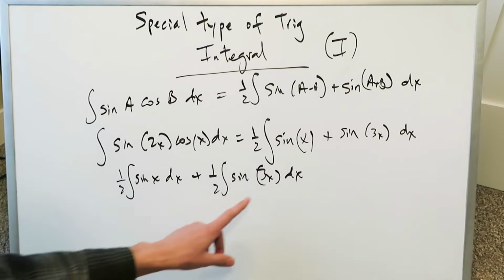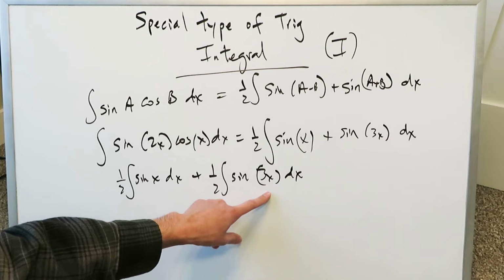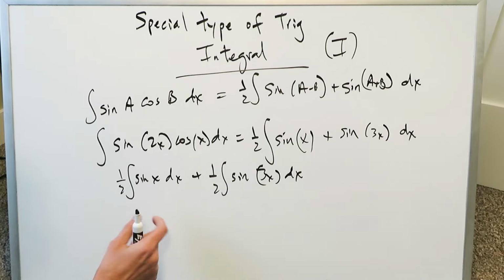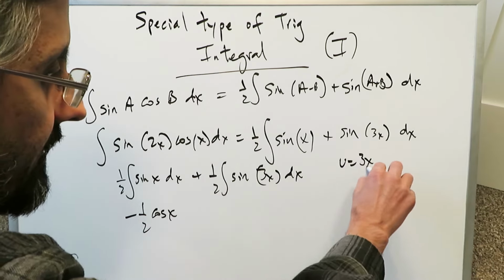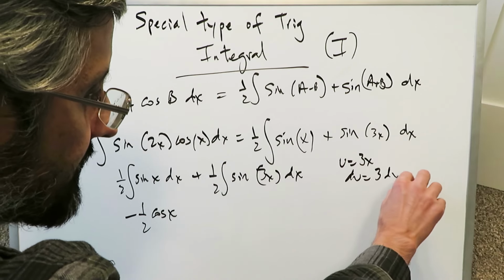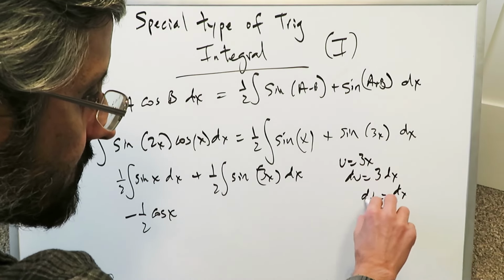Everything here is easy except for this. Not hard, but you have to do a substitution. If you do all of this, you're getting a minus 1 over 2 cosine x. That is done. Here you do u is equal to 3x, du is equal to 3 dx, and dx is equal to du over 3.